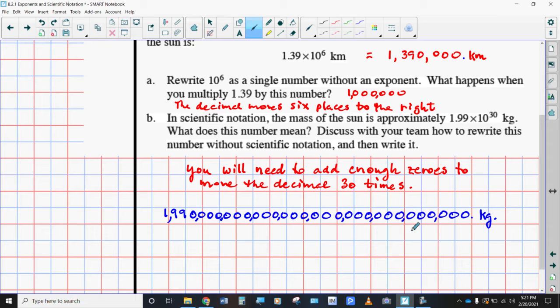So when you do this, I mean, we don't do this very often, but when you do, you're going to have to verify that you've got the correct number of zeros. So you got 3, 6, 9, 12, 15, 18, 21, 24, 27, 28 zeros, 29, 30 total places. I can't even begin to think of what the name of this number is. So we're just going to call it 1.39. No, we're not. We're going to call it 1.99 times 10 to the 30th kilograms. That's good enough.